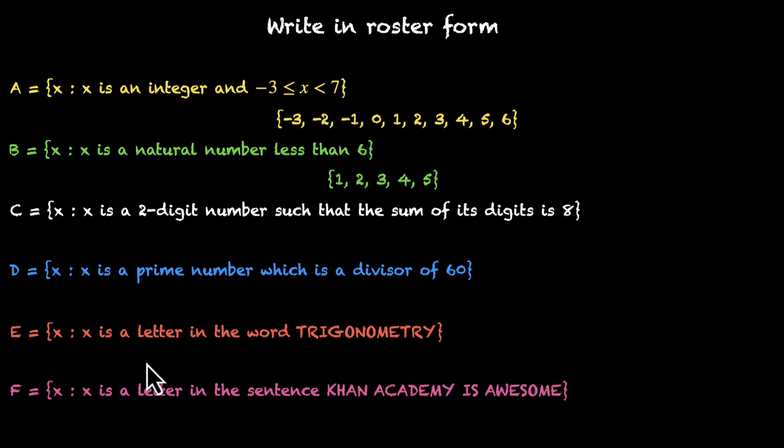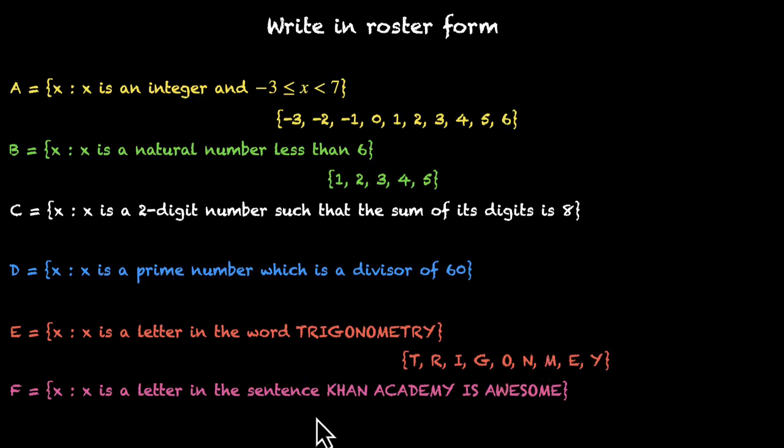Okay, we have x is a letter in the word trigonometry. Okay, I can do this. We have T, R, I, G, O, N, O again, and then M, E, T again, R again, and then Y. So we take all of these letters and we avoid repetition. So we have T, R, I, G, O, N, M, E, Y. That's it. That's our set in the roster form. We'll do the same thing in the next one.